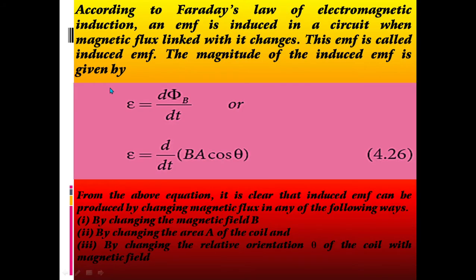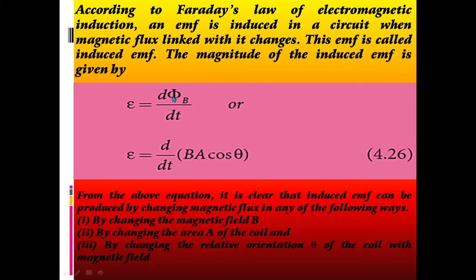Next, according to Faraday's law of electromagnetic induction, an EMF is induced in a circuit when the magnetic flux linked with it changes. This EMF is called induced EMF. The magnitude of the induced EMF is given by... Do you know Faraday's law? EMF is induced in the circuit when the magnetic flux linked with it changes. Whenever magnetic flux changes with the circuit, the induced EMF is produced in the circuit. This is the statement of Faraday's law.